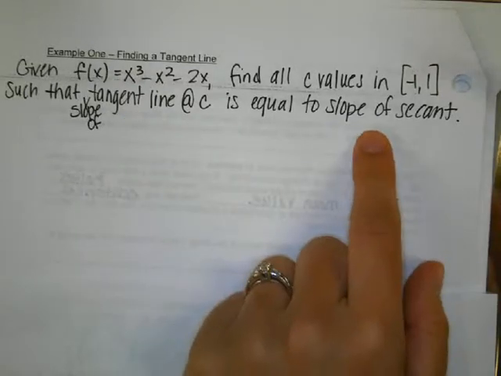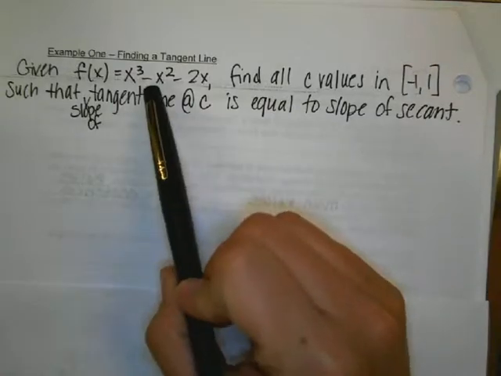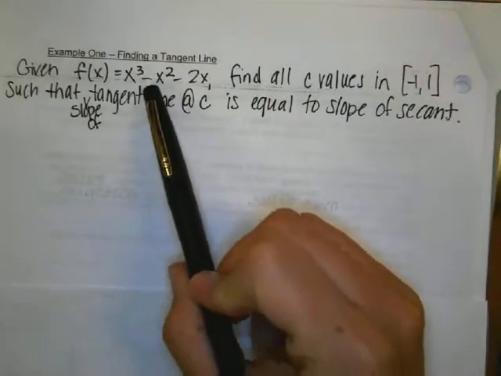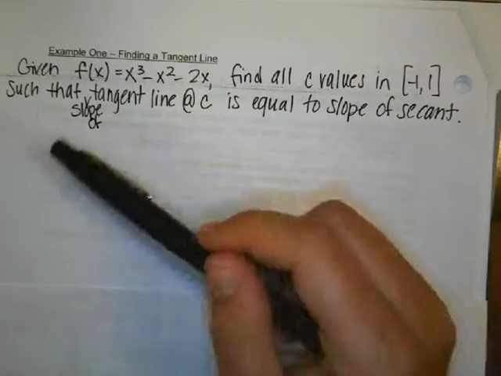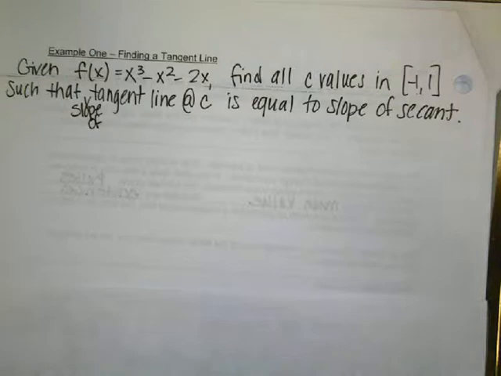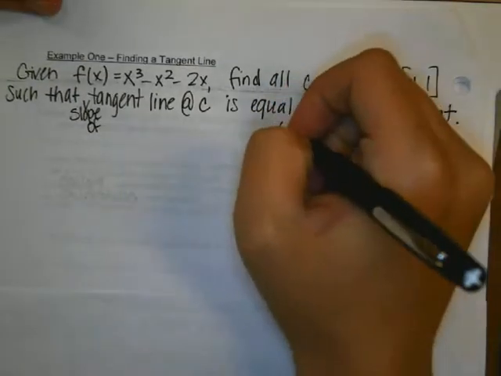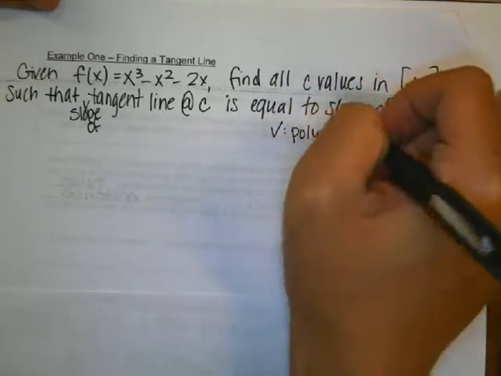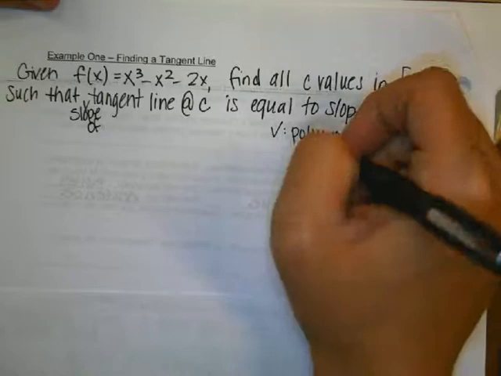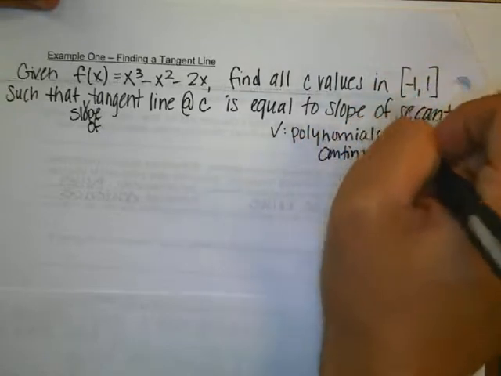Well, I know it has to be there somewhere because this is a polynomial. And polynomials are continuous and differentiable. This is going to be a nice, smooth curve. So to set up the problem, maybe we should just show that we at least thought about the fact that polynomials are continuous and differentiable.